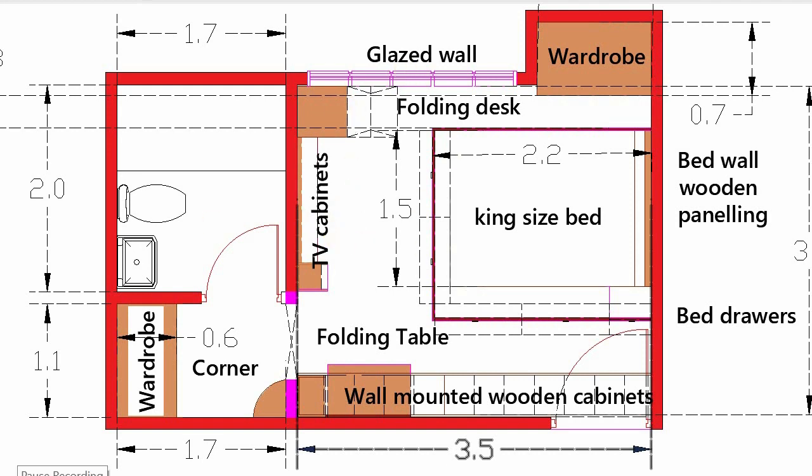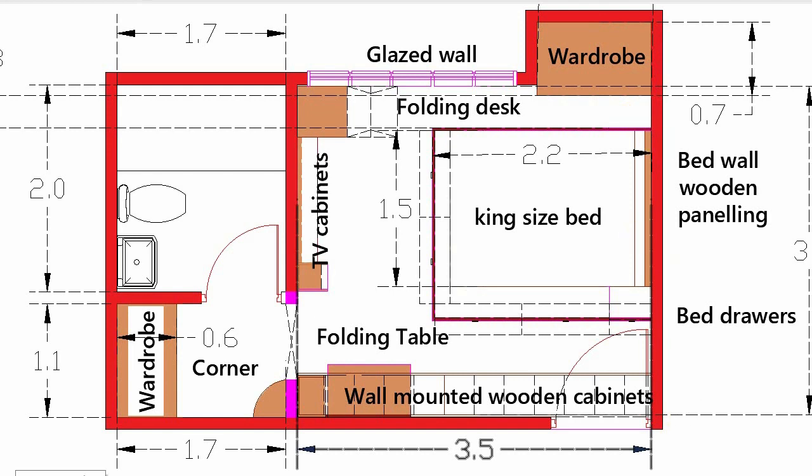Now the last thing that we need to consider while designing the bedroom is the interiors of the bedroom. In this design there are three walls which can be properly interiored. The first wall is the wall of the TV cabinets. The second wall is the wall where we have the folding table and the wall mounted wooden cabinets, and lastly the wall which has the bed. All these three walls can be properly interiored.